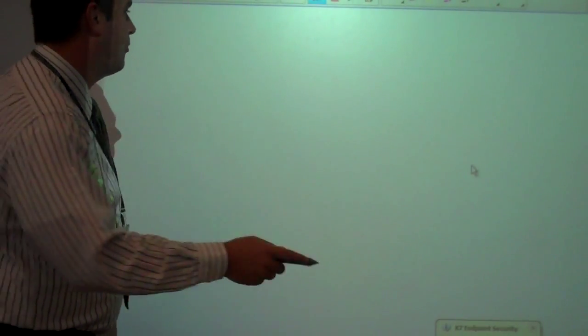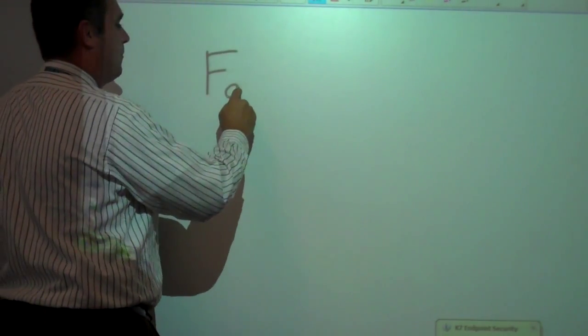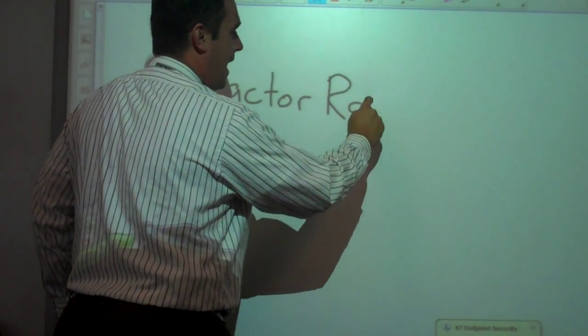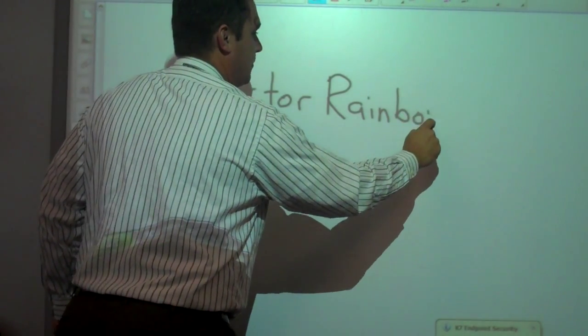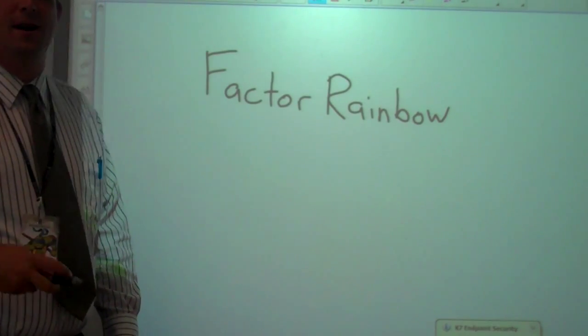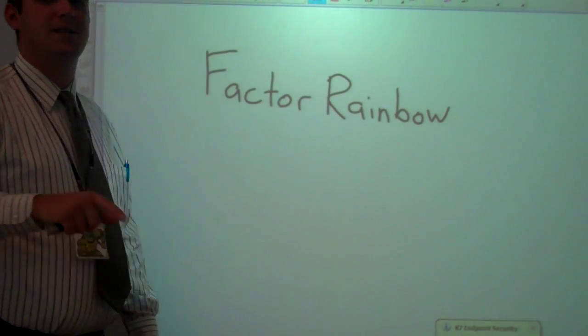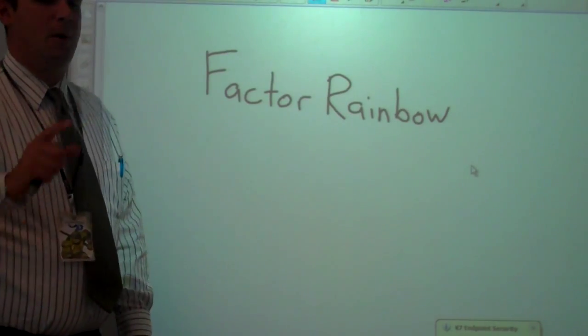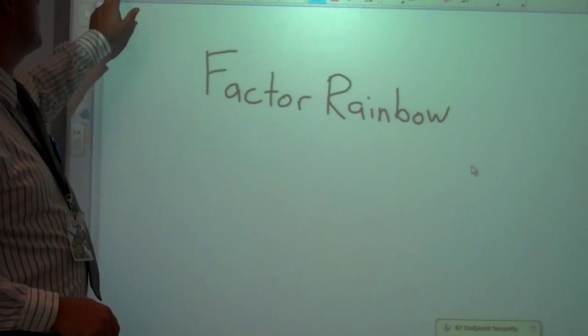The subject we're covering today is factor rainbows. We've been working on these in class, and we use the strategy of a factor rainbow to find all the factors of a certain number. This is going to lead us into a discussion about prime and composite numbers in the future. But for right now, factor rainbows, this is how we do it.